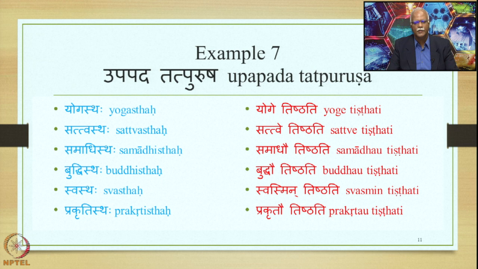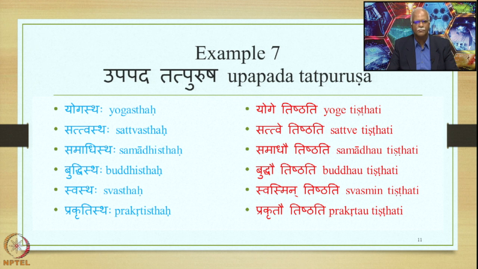Now let us turn our attention to upapada tatpurusha samasas. And upapada tatpurusha samasa is also very much productive. And here are some examples from the Srimad Bhagavad Gita. So yogasthaha. Yogasthaha means yoge tishthati. Yoge tishthati is the laukika vigraha. Yogastha is the finally derived compound output.